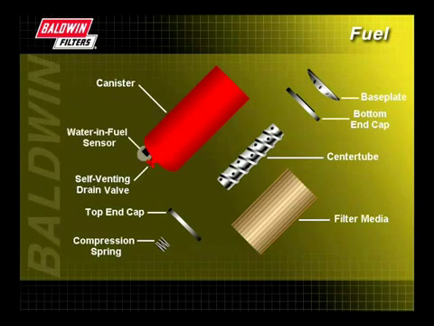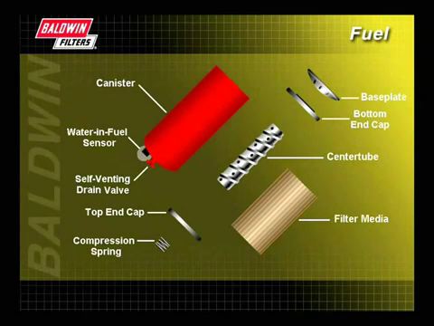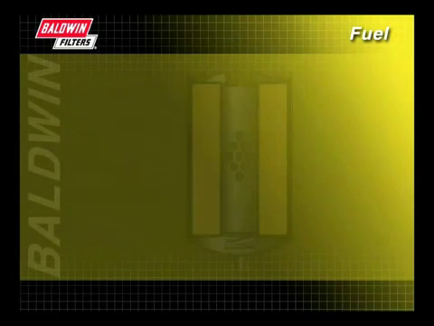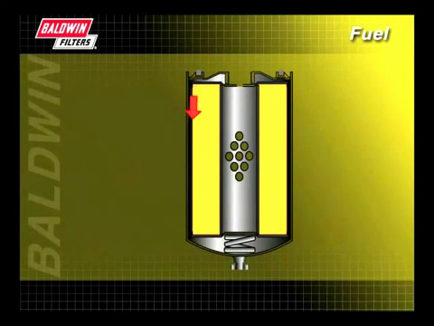Some fuel-water separators contain a water sensor port for the use of an electronic water-in-fuel sensor. Fuel enters here, is filtered through the media, passes through the center tube, and into the engine. On fuel-water separators, water that is collected during this process is released by turning the drain valve.